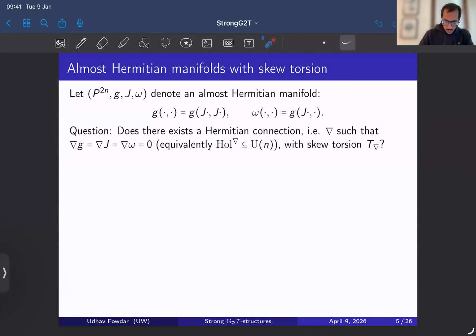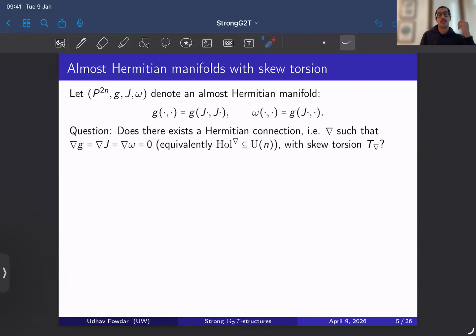So first, I'm going to look at almost Hermitian manifolds with skew-symmetric torsion. So let P denote my almost Hermitian manifold with metric g, almost complex structure J, and the Kähler form denoted here by omega. Notice that I only assume that the manifold here is almost Hermitian. I will not impose that the almost complex structure is integrable or anything.